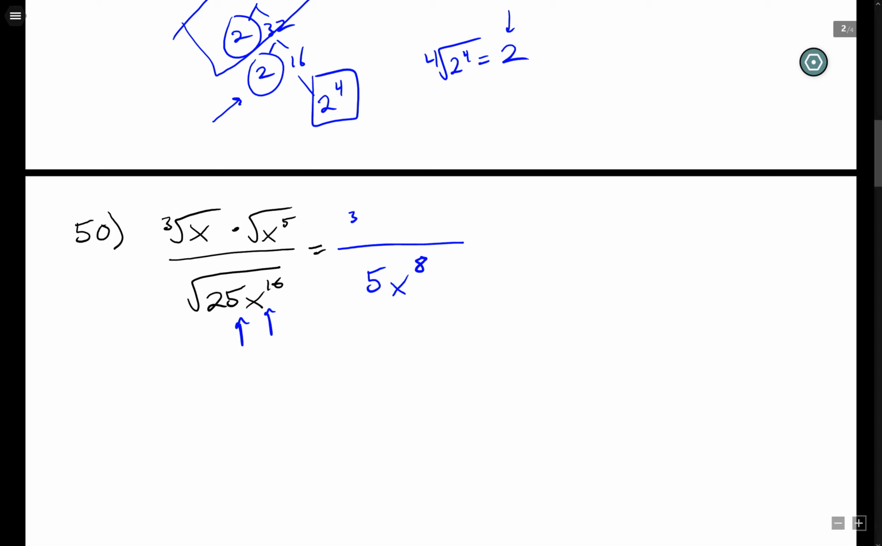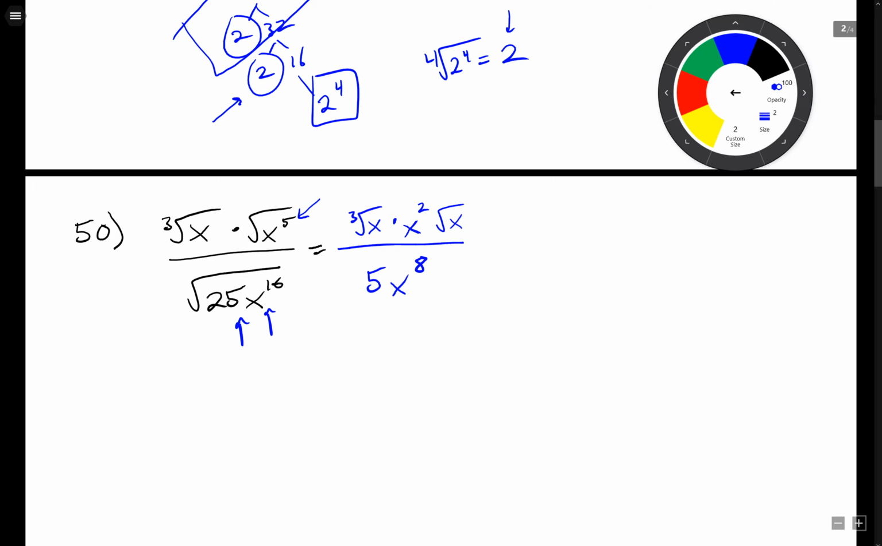The cube root of x has no x's that can come out since there's not a triple of x, but the square root of x to the 5th, there are 2 pairs that can come out, so x squared, and that will leave me with 1x under the square root.